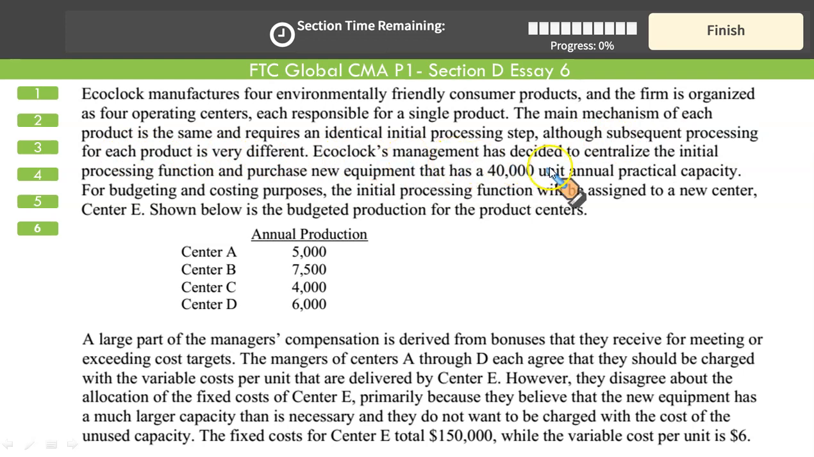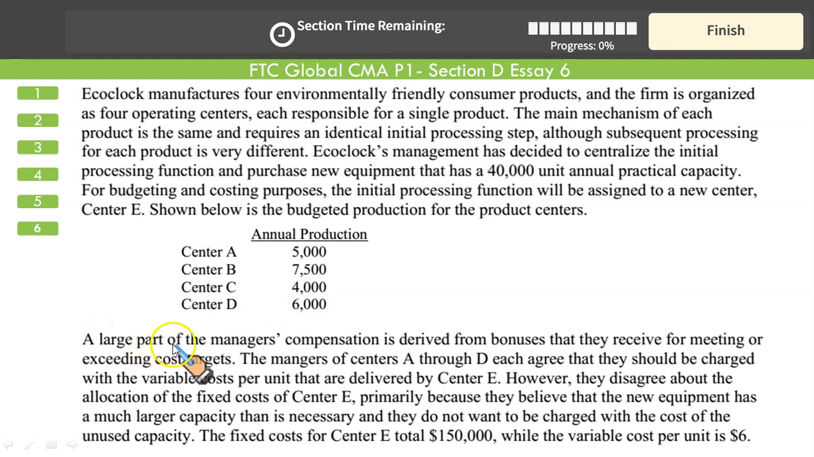EcoClock's management has decided to centralize the initial processing function and purchase new equipment that has a 40,000 units annual practical capacity. For budgeting and costing purposes, the initial processing function will be assigned to a new center E. Currently we have 4 centers, but we are going to set up a new center. Shown below is the budgeted production for the product center. So Center A produces 5,000 units, 7,500, 4,000, 6,000.